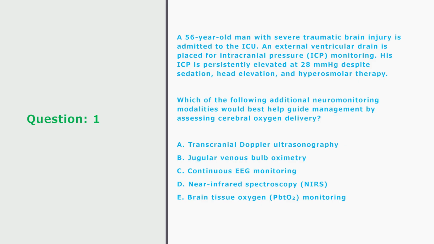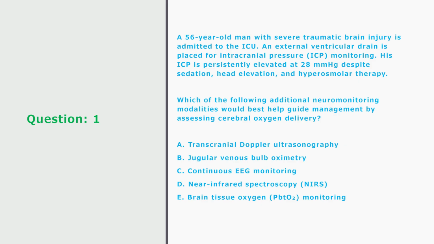A 56-year-old man with severe traumatic brain injury is admitted to the ICU. An external ventricular drain is placed for intracranial pressure monitoring. His ICP is persistently elevated at 28 millimeters of mercury despite sedation, head elevation, and hyperosmolar therapy. Which of the following additional neuromonitoring modalities would best help guide management by assessing cerebral oxygen delivery?